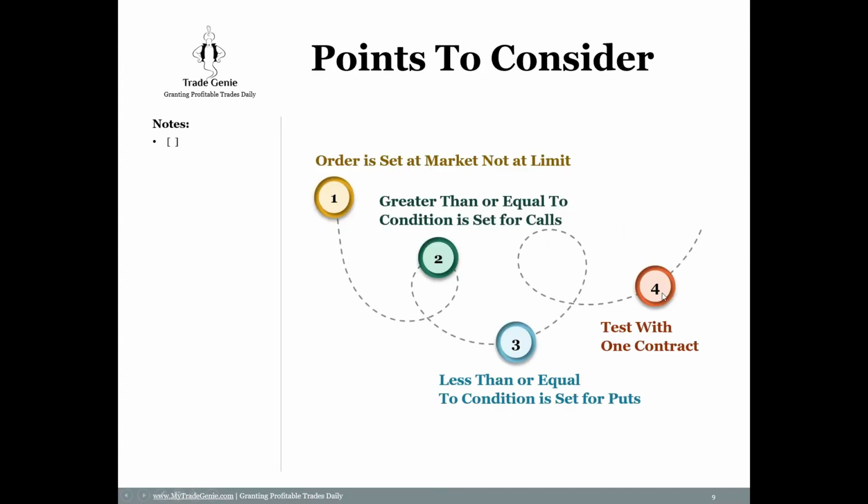Okay. I've created a little chart to explain. When you're setting up the conditional order, the order is set at market, not a limit. This is another thing we need to remember: sell at market when the stock hits the target. For calls, the syntax is greater than or equal to. For puts, you need to set less than or equal to.